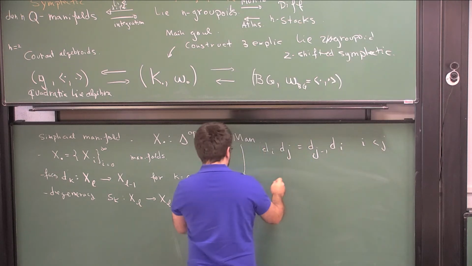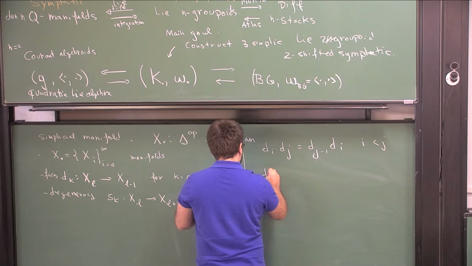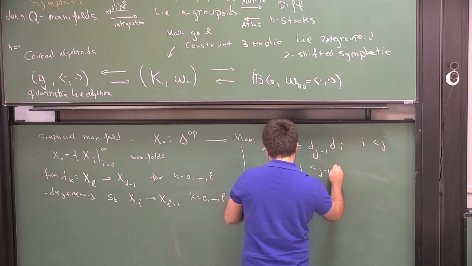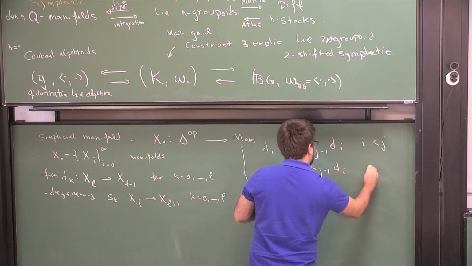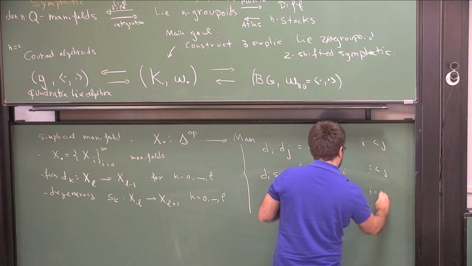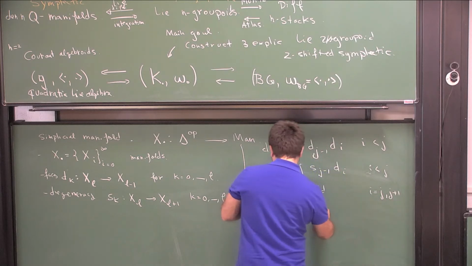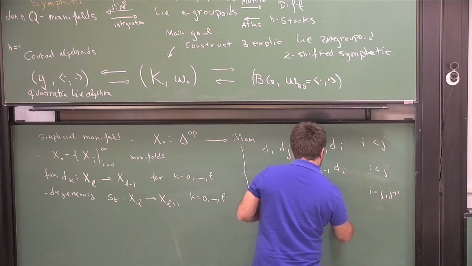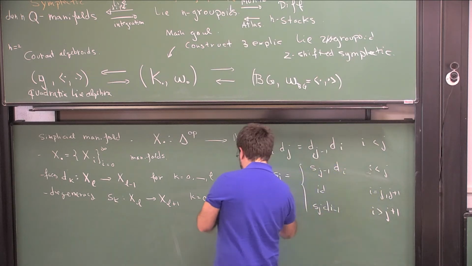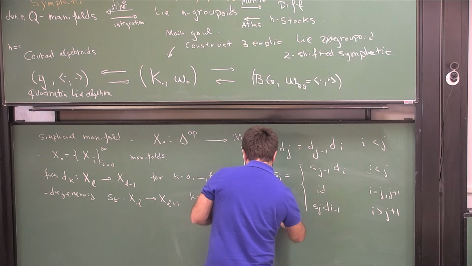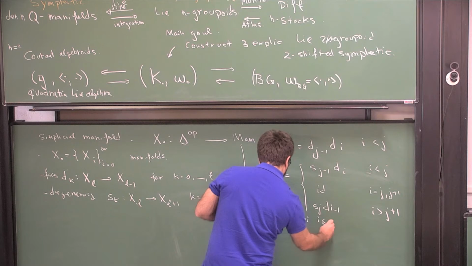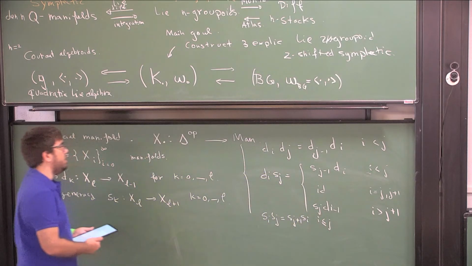For example, this mixed one: d_i s_j is equal to s_{j-1} d_i if i is less than j, the identity if i is equal to j or j plus 1, and s_j d_{i-1} if i is greater than j plus 1. And there is also one with s_{j+1} d_i. So those are the simplicial identities.